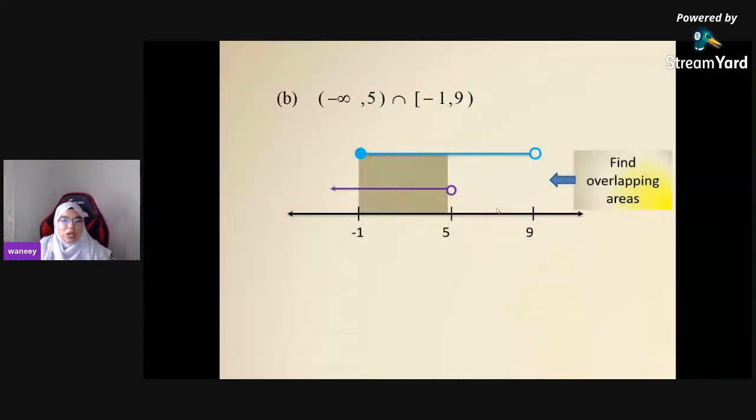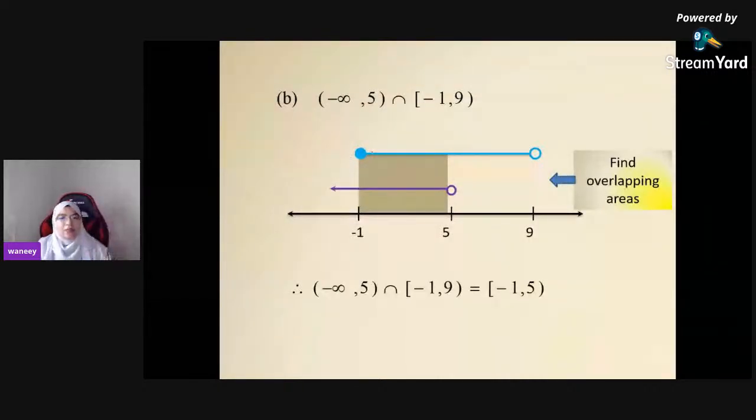So that is -1 up until 5. So -1, don't forget this is a square bracket because you have a closed or a dense circle over there. And then this one is an empty circle. So that is the reason why you have a simple bracket.